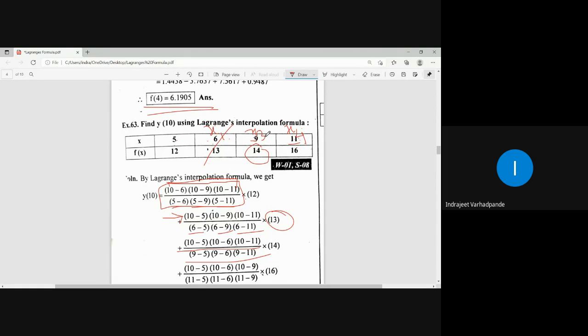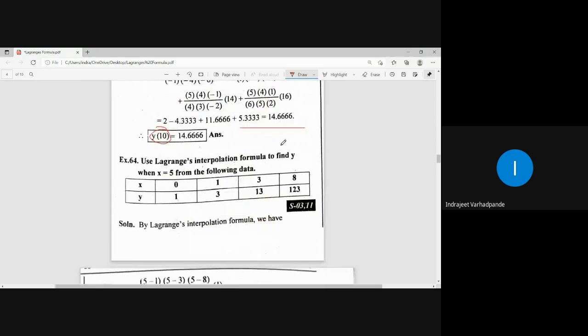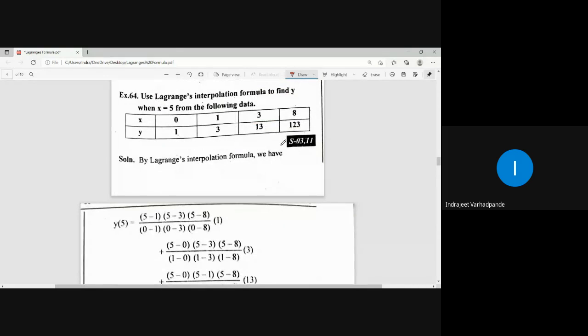So though 10 was not seen in the table, it is understood that it lies inside the range, and therefore we will be applying Lagrange's interpolation formula. The only method for finding out the value which is available is Lagrange's interpolation formula.